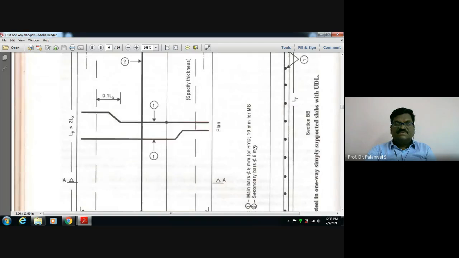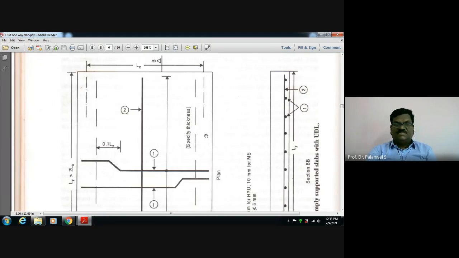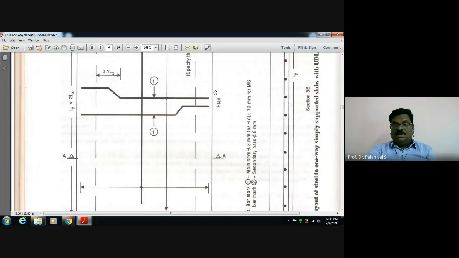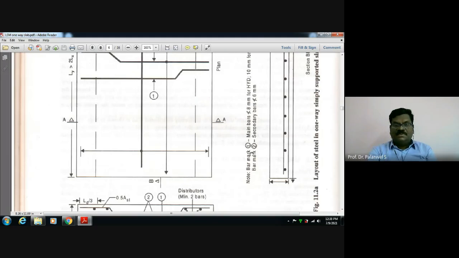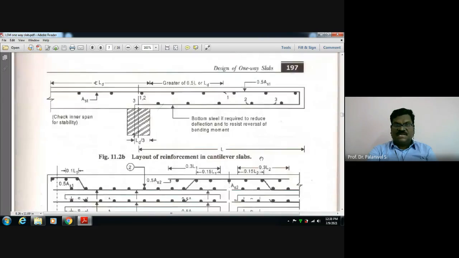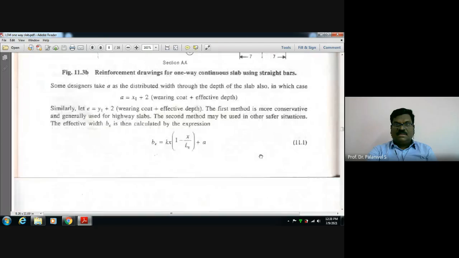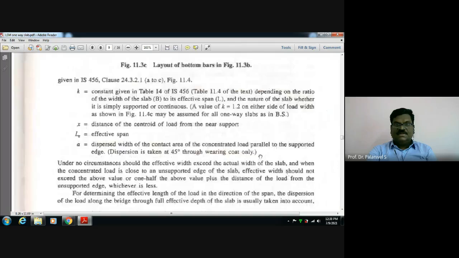Some reinforcement detail figures are there. After working out the problem, I will come to this detailing. Nice pictures are available in the textbook on how to provide it and how to present it in drawing form. I will show you these figures later and explain them, and then next class I am planning to start this problem.